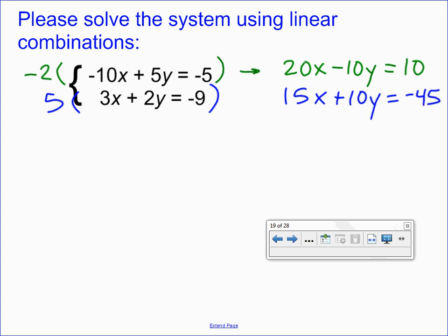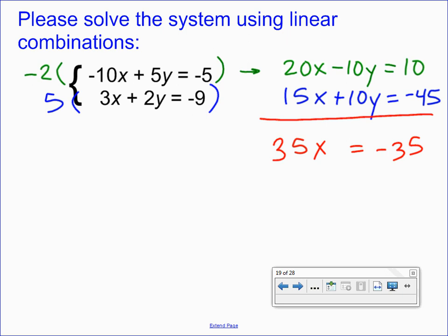Now we're ready to use the addition step. My favorite step, we're going to add straight down and get rid of those y's. So 20x plus 15x is 35x. The y's disappear, equals, and now I'm adding 10 plus a negative 45 is negative 35. Could it be, after all those coefficients floating around and big numbers, that I get x equals negative 1? That's pretty sweet. And now you can go into either of the originals.